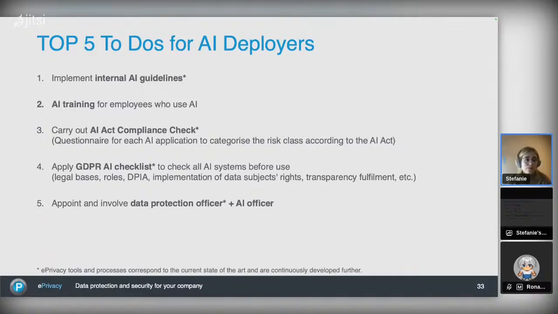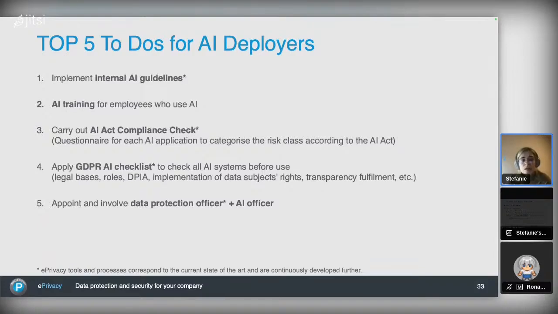The next one would be to perform an AI Act compliance check. So a check for each AI application that we are using, to categorize it into risk categories, so that we know if, for example, we have a high-risk AI system and which requirements we need to fulfill under the AI Act.